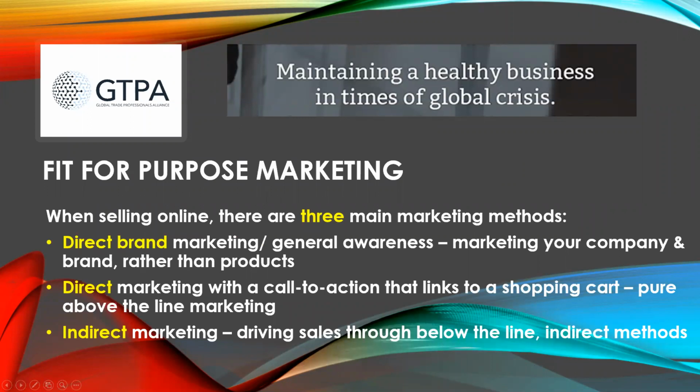Now consider your marketing mix and do fit for purpose marketing depending on what you want to achieve online. There are three main marketing methods. Of course, there's direct brand marketing, or general awareness, which is marketing your company and your brand rather than the products that you sell. So perhaps you're just trying to establish a name in a new market. Your marketing is going to be around that name, around your brand, around the values of your brand, etc., not on the products that you sell.